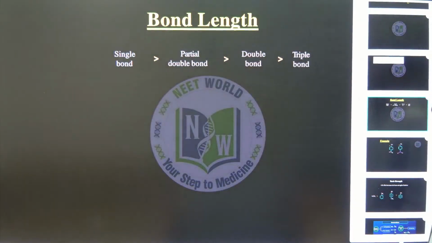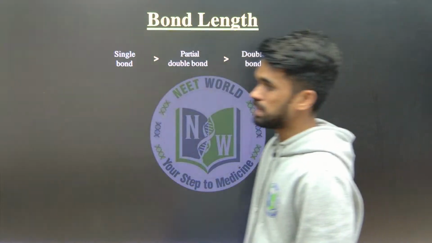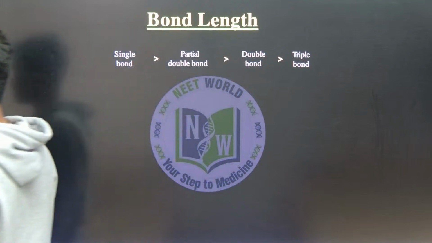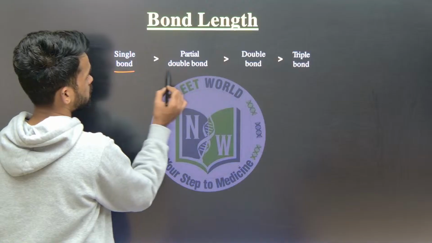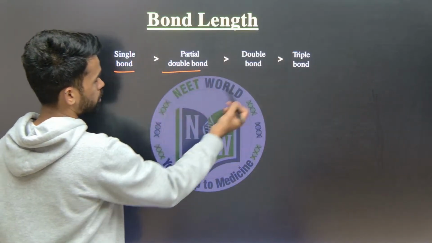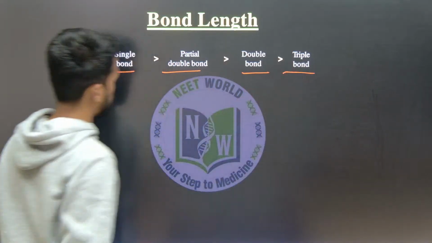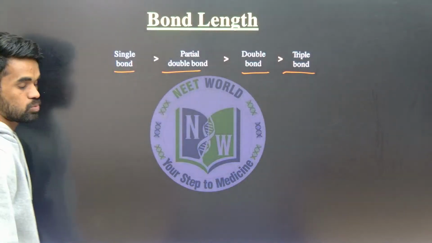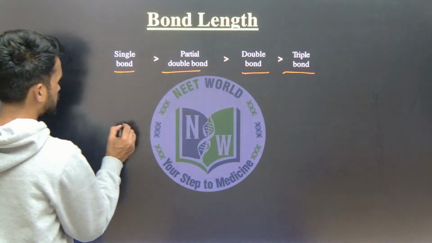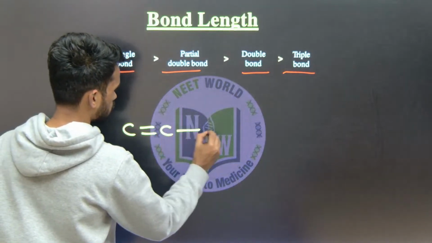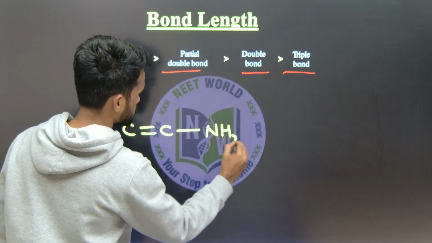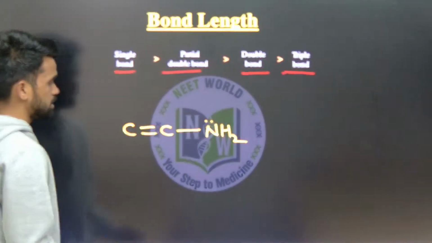See, it will also affect bond length. What I am saying, it will also affect bond length. See, we know single bond length is more than partial double bond, complete double bond and complete triple bond. See, whenever there is conjugation, what happens? For example, if there is a carbon nitrogen system like this, I am writing it like this, CH2, if you want you can balance there, okay, this is the system.